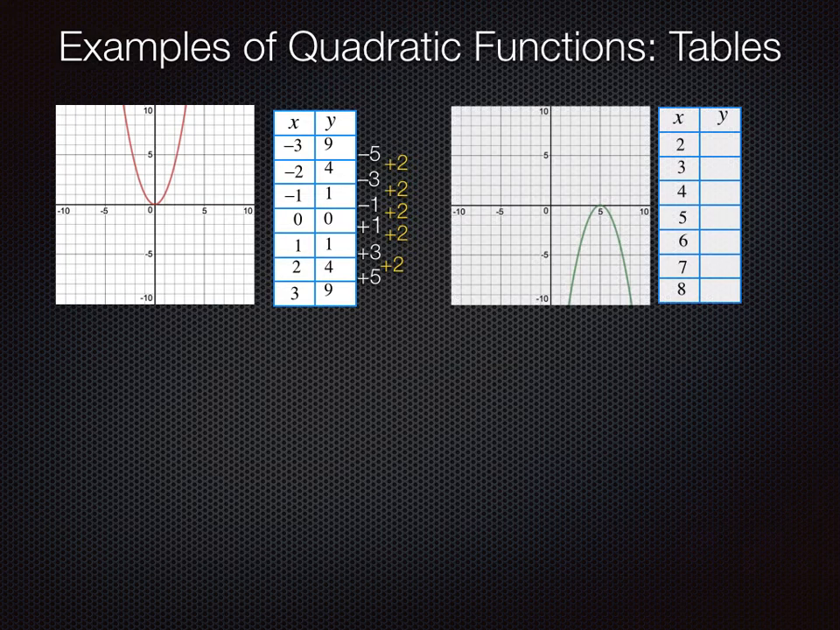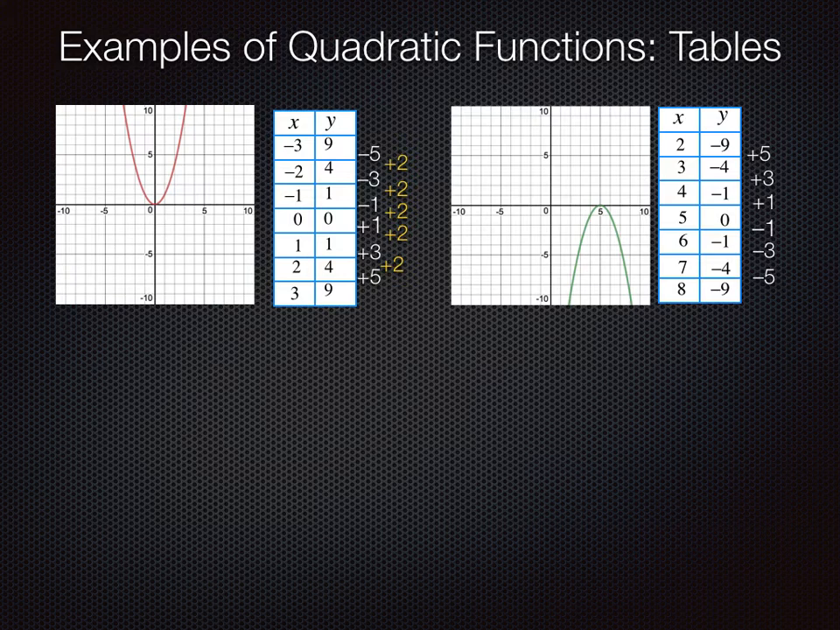Let's look at a quadratic function that opens down. And let's write down our y values for each x value noted in the table. I'm just grabbing these y values right off of the graph. How did I get from -9 to -4? I'm adding 5. How do I go from -4 to -1? I'm adding 3. Then I'm adding 1. To go from 0 to -1, I subtract 1. Then I subtract 3, and I subtract 5.